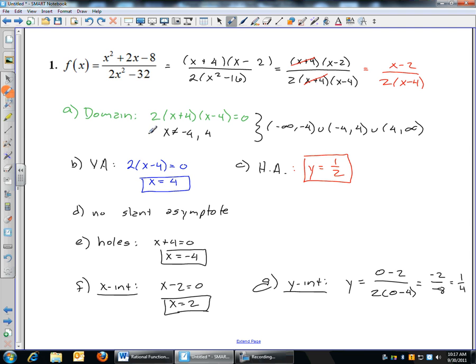So that's how we're going to find all the characteristics of our rational functions. Pretty much the only thing that's new is the asymptotes. We've done x-intercepts, y-intercepts, and domain. And holes is new. So the asymptotes and the holes is all that's new. The rest of it we've done before.